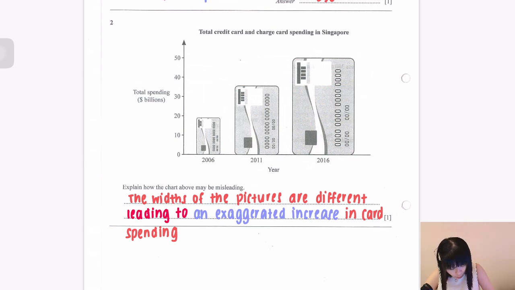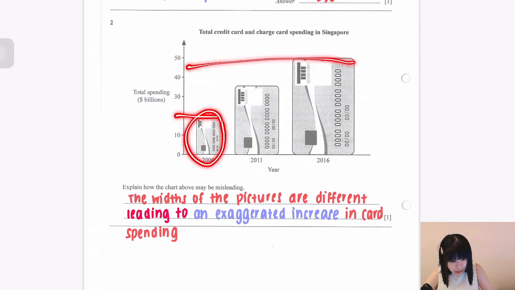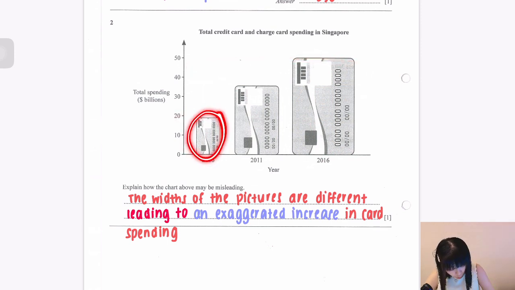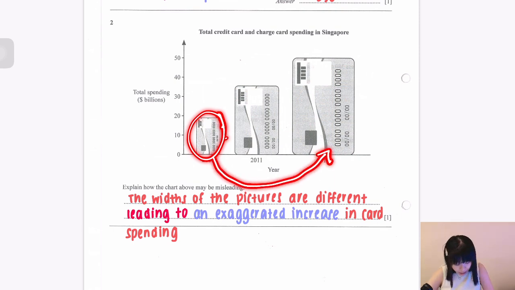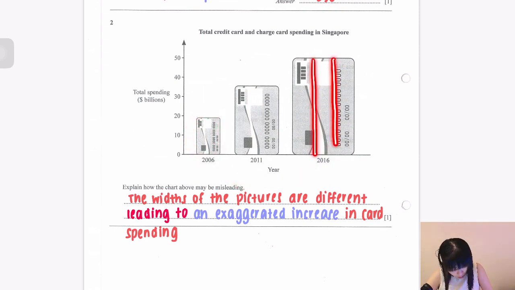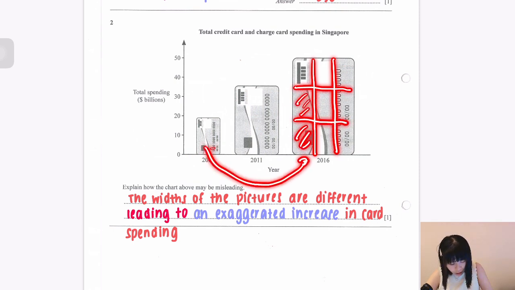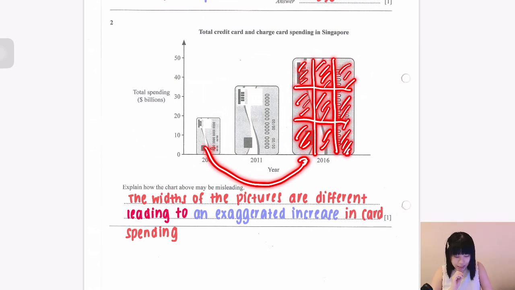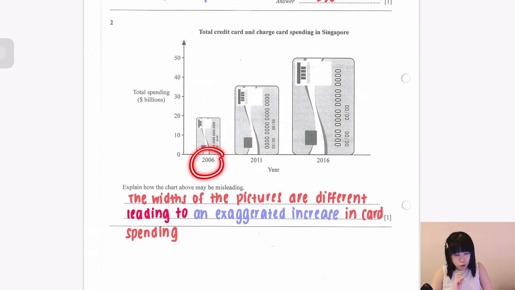So instead of looking at the vertical axis, you might look at the size here. And if you look at the size here, you try to determine how many of these small cards are there in this big card. You try to actually cut it. You will think that, oh, actually I can kind of fit 9 of them here. And you will think that the value in 2016 might be 9 times of 2006.